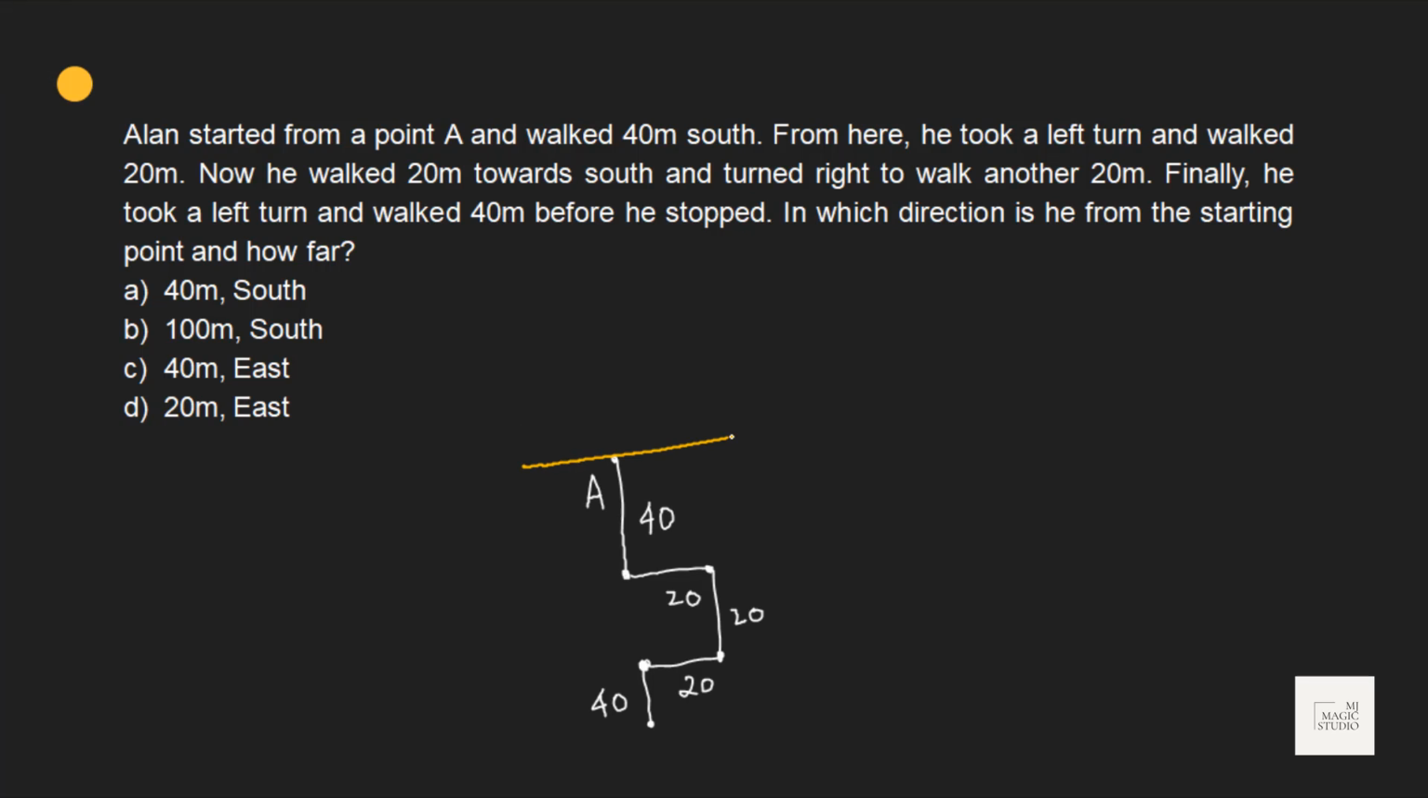This is the starting point A, and we have the main directions at A. When we draw this, the final point F is towards the south in the main directions. The distance A to B is 40, the shortest distance we are looking out for. B to C is 20, so it is 40 plus 20 on the straight line, and C to F is 40 again, so it is 100 meters. So it should be 100 meters south. Option B fits in.